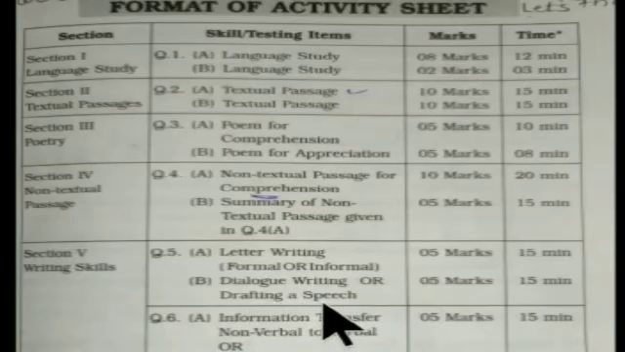This is an OR question. Means section number 5, writing skill, question number 5A and 5B is for 10 marks and you have to attempt this question within 30 minutes.